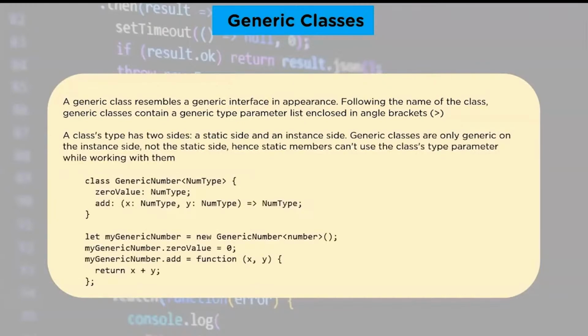A class type has two sides, a static side and an instance side. Generic classes are only generic on the instance side, not on the static side. Hence, static members can't use the class type parameters.